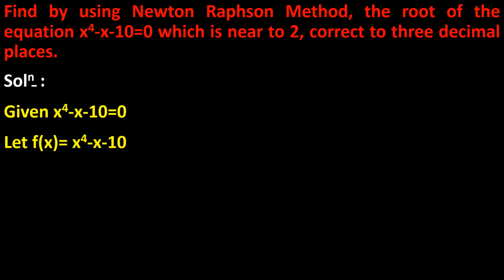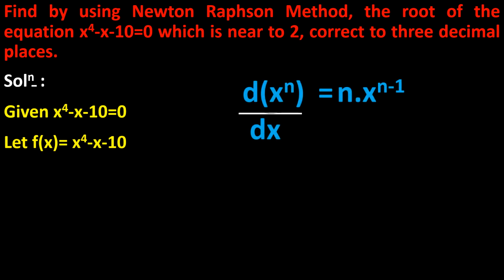To find the derivative of f of x, first you need to know how the derivative has to be calculated. So the derivative of x to the power n with respect to x is equal to n into x to the power n minus 1, that is, d of x to the power n divided by dx is equal to n into x to the power n minus 1.